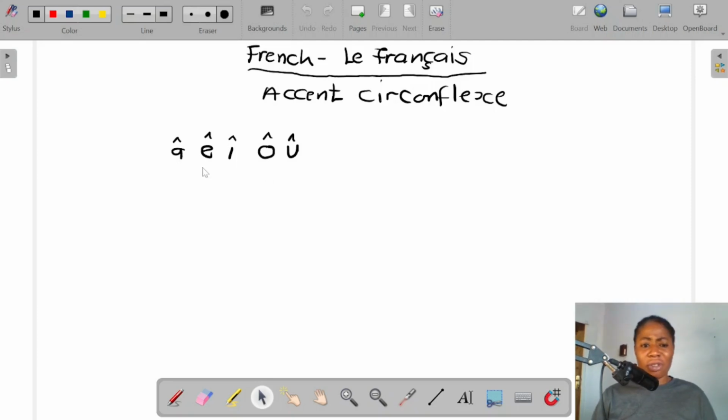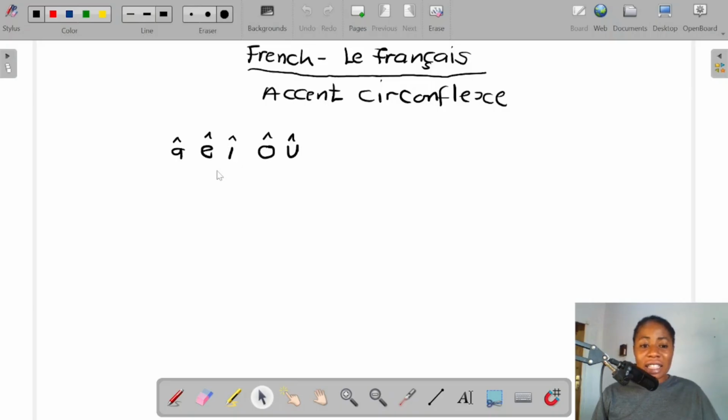What is the purpose of this accent circonflexe? It's more or less like accent grave, but there is a slight difference between accent grave and accent circonflexe. The purpose of this accent circonflexe is that it changes the pronunciation a little bit in a word when you find it.